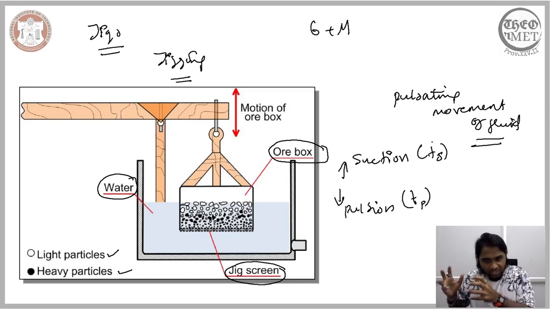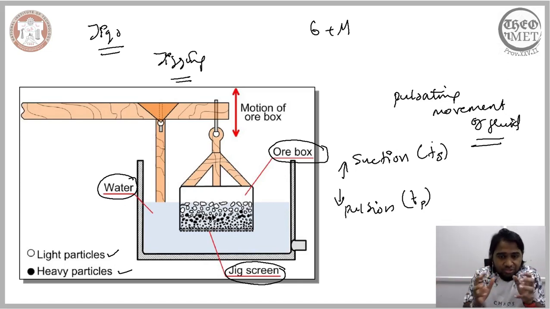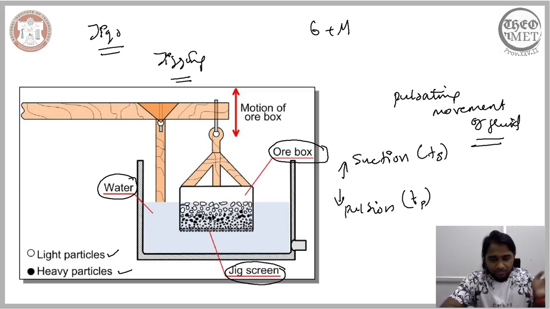This we will see in the next lecture. In the next lecture, we will see how particles of different sizes and densities behave in response to this downward and upward movement of the ore box, this pulsion and suction action. So with this generalized understanding of how the jigs work, and the different movements associated with the jig, we will wind this lecture up, and in the next lecture we will try to understand how the particles behave in response to this movement.